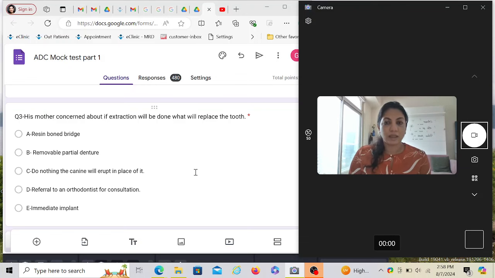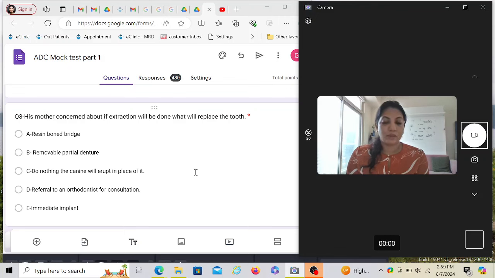Now, if I am stuck, I'll be stuck between a removable partial denture and referral to an orthodontist for consultation. Removable partial denture is a good choice. But when you plan for a removable partial denture, that means you have already decided to maintain that space, so that in future the child will go for an FPD or implant.